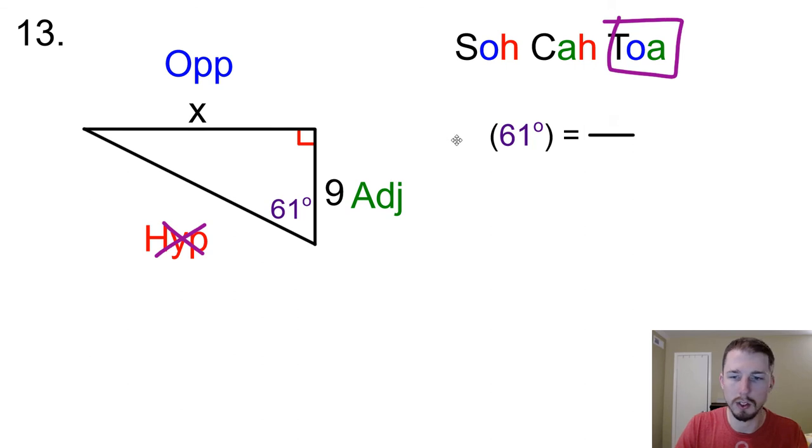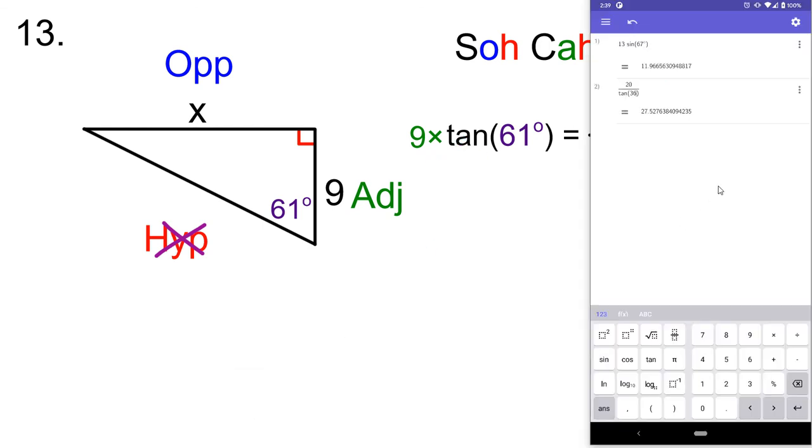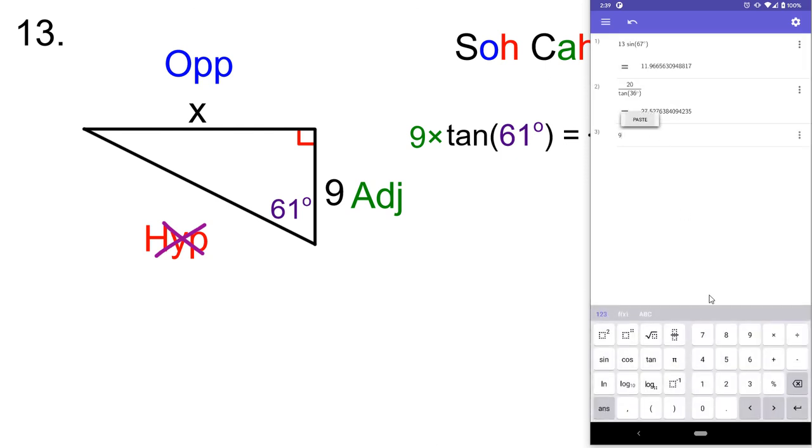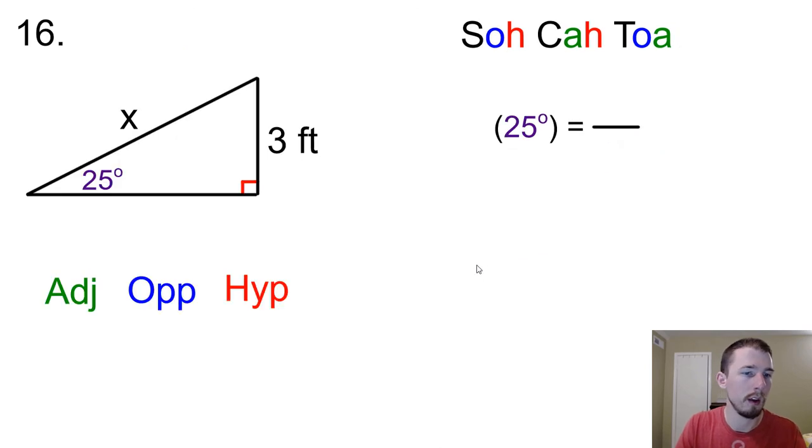Tangent of our angle of 61 is equal to x, our opposite over adjacent, which is x over 9. So then we multiply both sides by 9. And again, that's going to divide to 1. So we get 9 tangent of 61, which is what I'm going to put in the calculator. So we have 9 tangent of 61. Okay, cool. 16.24.